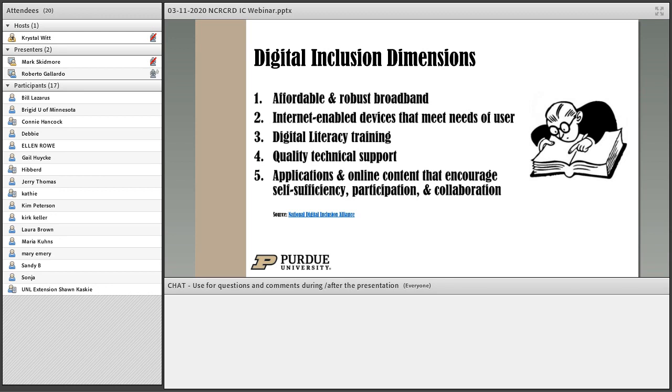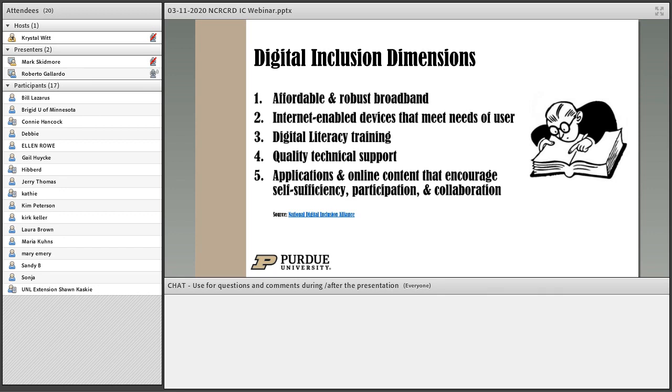Many times, we may have only access to a mobile device, and research is pretty clear that if that is the case, you are not truly leveraging the technology like you could or should. Digital literacy training is another key one. Quality technical support. Many folks, especially older folks, may be hesitant because they don't feel they have the technical assistance needed to adopt these applications and devices, and also small business owners. They're busy running their business, and they may not feel comfortable enough. So quality technical support is very important.